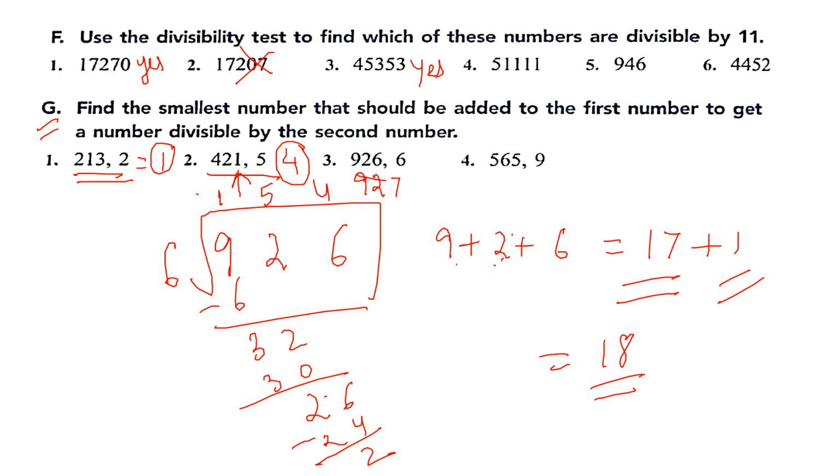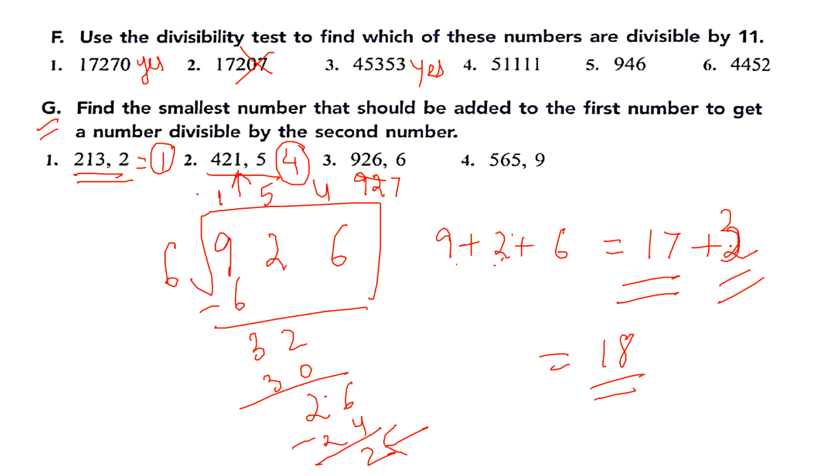So let us take up another number. After 1 we have got a 2. You can see the remainder is 2. So if you put a 2 here, what will happen? 17 plus 2 is 19. 19 is not divisible by 3. So you cannot put 2 also.